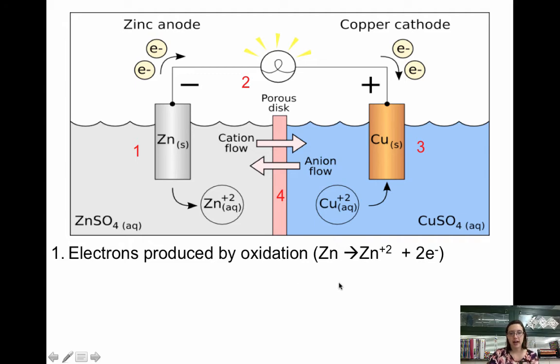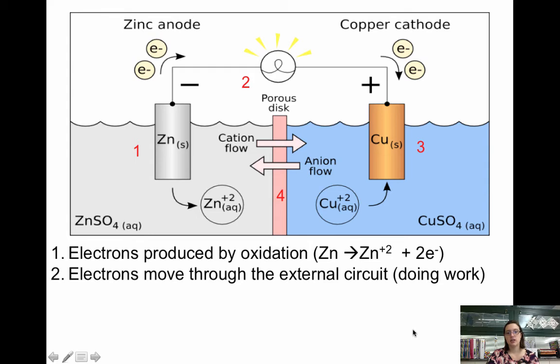We need half reactions at each electrode. So anode tells us this is being oxidized. So we're going from zinc to zinc 2+. Zinc can only have one charge. So we're going zinc to zinc 2+ plus 2 electrons. Then the electrons move through the external circuit. As this zinc loses electrons, it's going to flow through the wire from the anode to the cathode.